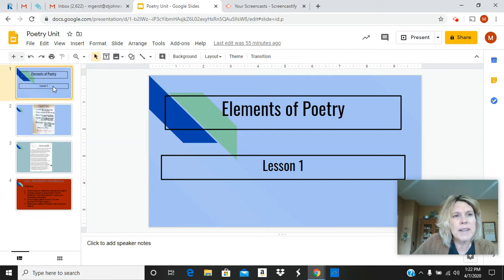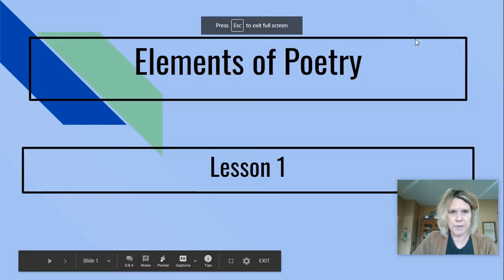I want you to notice that the teaching slides are blue. So this is going to give you the topic. And then this is going to help you understand what you're supposed to be doing. And then the last slide's a different color. That way you know we're at the end. And it will also give you some directions on what you're supposed to do with the lesson that you just learned. So let's go ahead and get started on elements of poetry. I'm going to present this screen, and we'll get started with our slideshow.